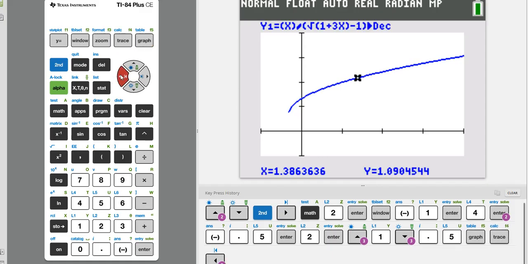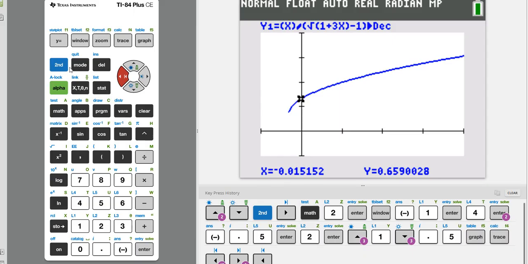But let's hit the trace key and zoom in on things that way. I want to get closer and closer to 0. This time I'm coming from the right, and the y value is getting close to 0.66 maybe. If I'm to the left, again I'm getting close to some value around 0.66, 0.67. So, okay. But those are kind of limiting.